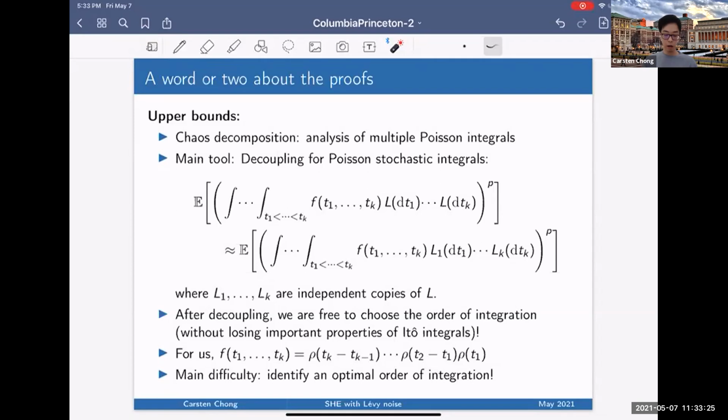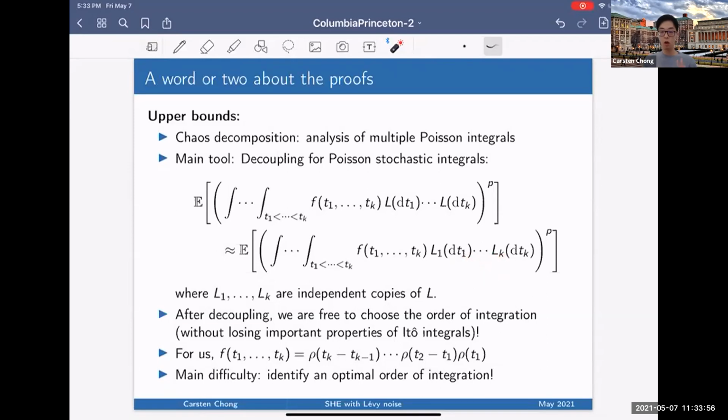What you can show is that if you have a multiple integral like this with the same noise L, I left out space to save room, otherwise it wouldn't fit on this slide. If you have the same noise k times, you can replace it by k IID copies and you only lose a constant. That's decoupling. If we do this, it means we can change the order of integration.